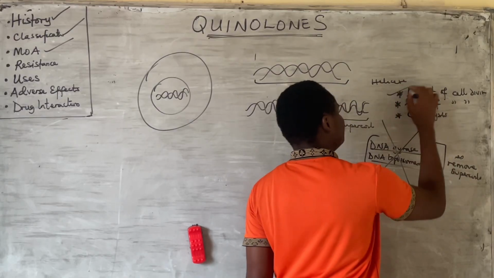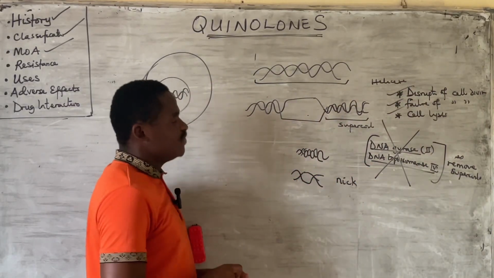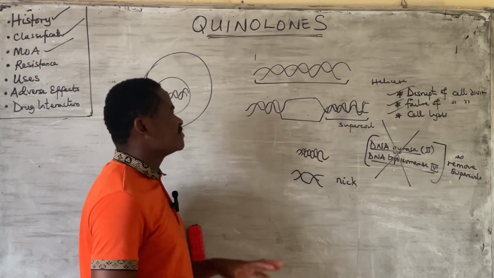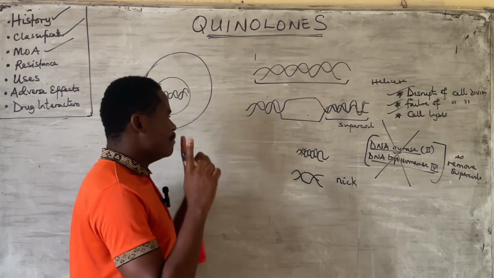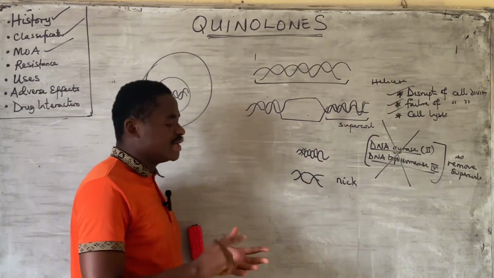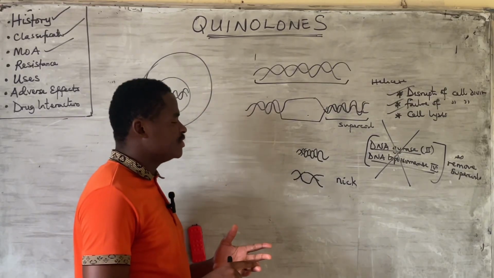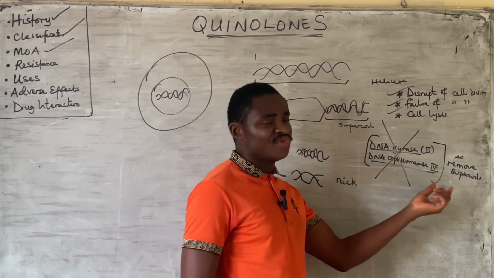These are things you should remember. These are things to consider. Cell division disrupted, failure of cell division, or even cell lysis. But remember, when you think of quinolone, the mechanism of action that must be in your mind: DNA gyrase, which is also called topoisomerase 2, or the DNA topoisomerase 4.